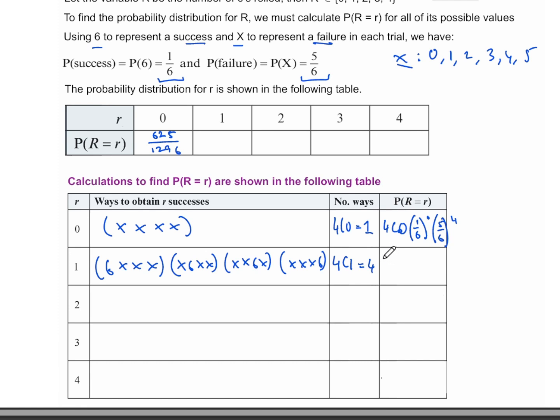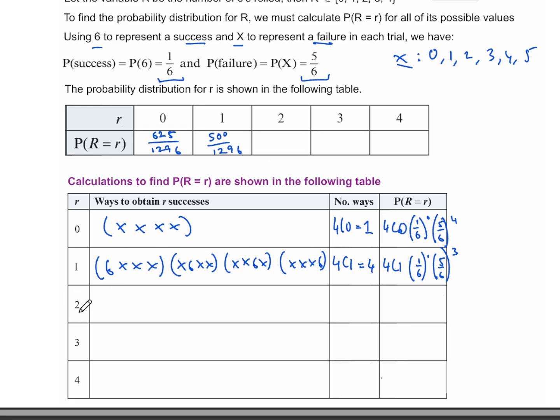Then to find the probability, we have 4C1 multiplied by 1 over 6, which is the success, power 1, because you have 1 success, times 5 over 6, which is the failure's probability, because you have 3 failures, power 3. This will give you 500 over 1296.